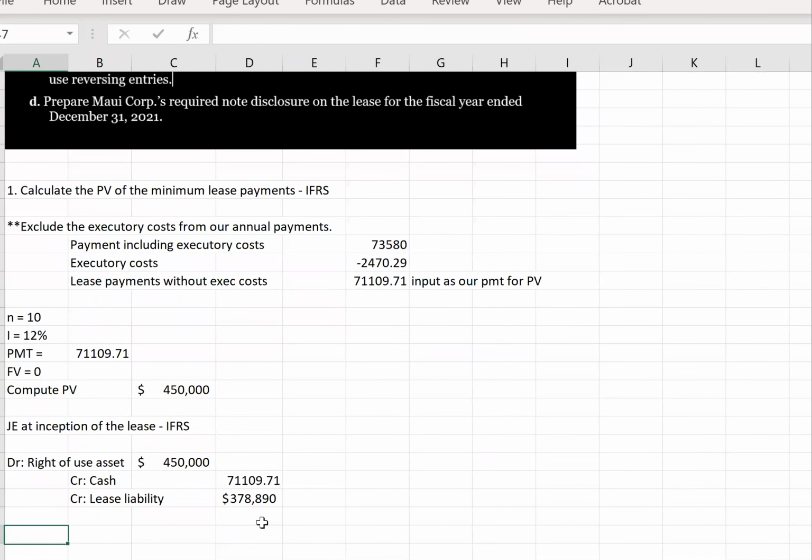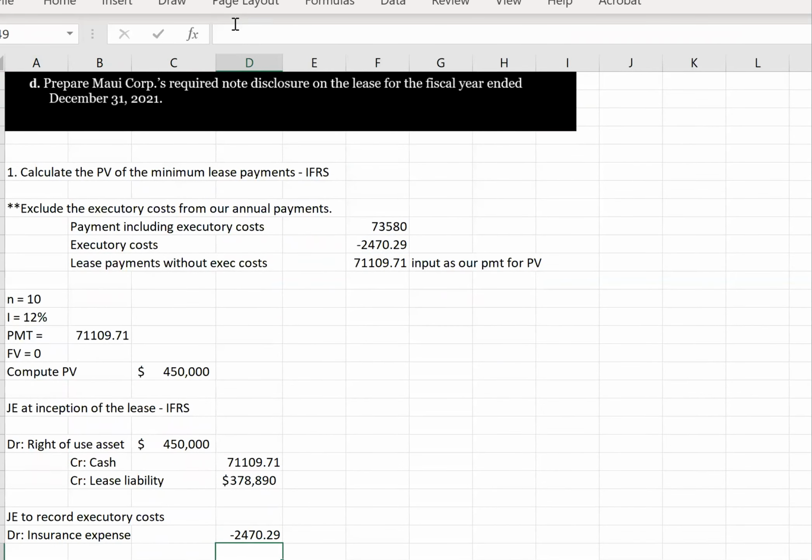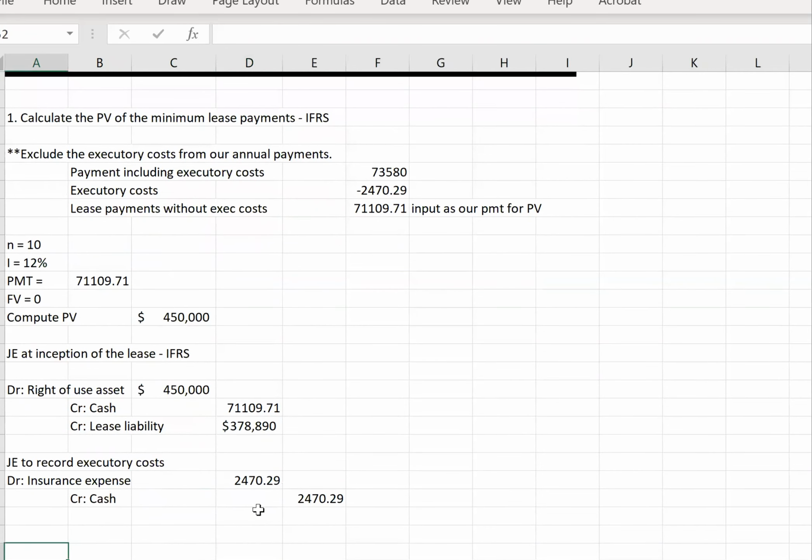And then we need to remember, so the journal entry to record the executory costs is going to be debit insurance expense. And it's going to be this number. Let's get rid of the negative. Okay. And then it's going to be credit cash. Okay. And then that's going to be our entry to record the inception of the lease.